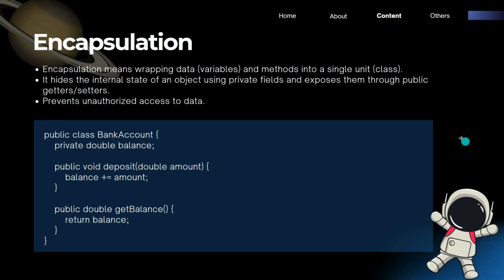So let's proceed to encapsulation. What is encapsulation? Encapsulation means wrapping data and methods into a single unit. It hides the internal state of an object using private fields and exposes them through public getters or setters. It prevents unauthorized access to data.